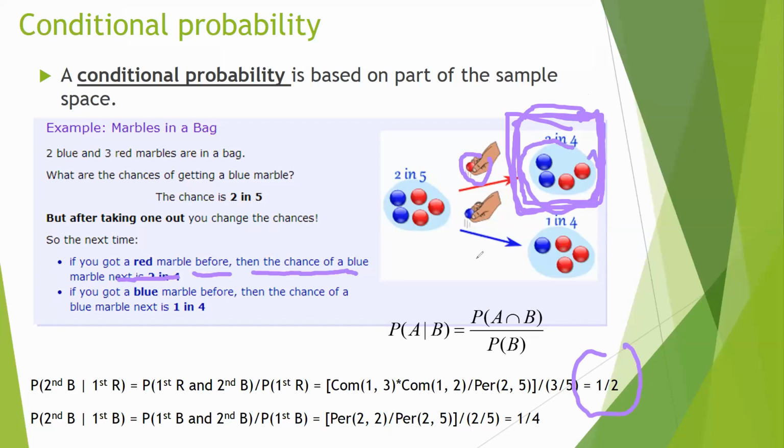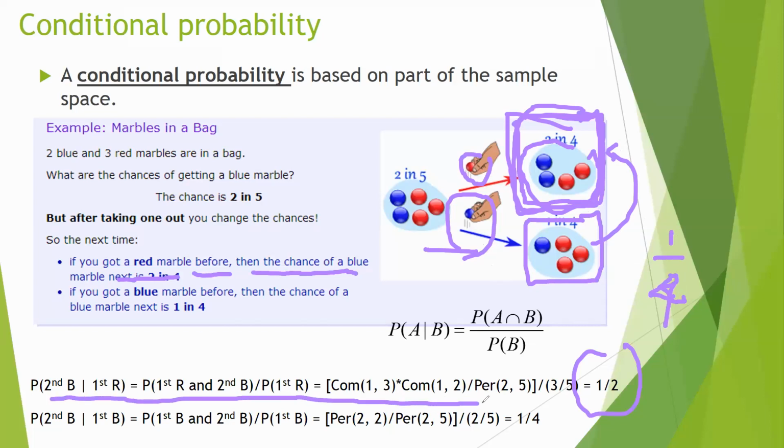However, if for the first draw you already got a blue one, then you can see the sub-sample space is totally different from this one, and you have to re-evaluate your conditional probability. Now the probability of getting a blue, given you already got a blue from the first draw, becomes 1/4. And this is the formula we can use to do the calculation.